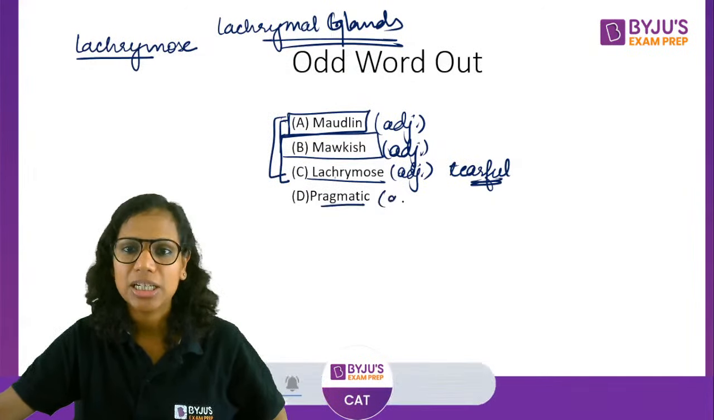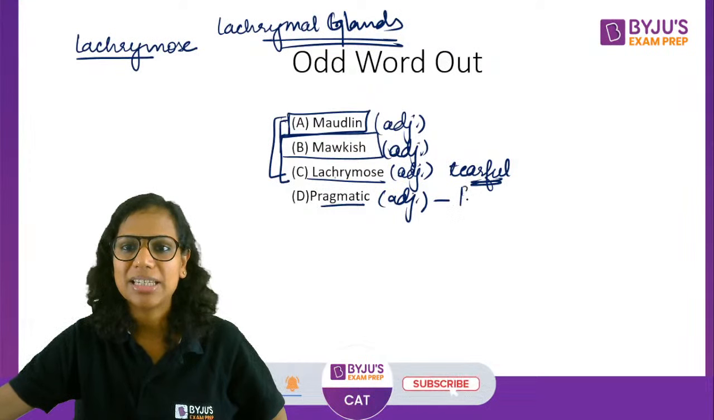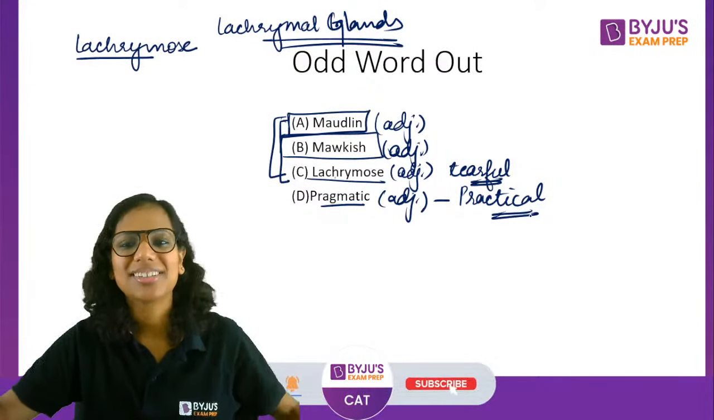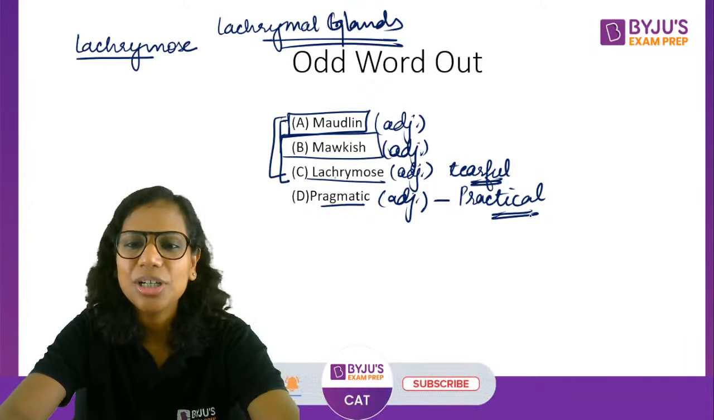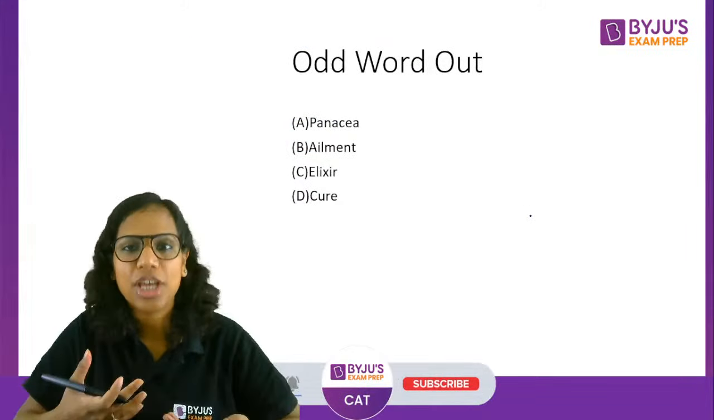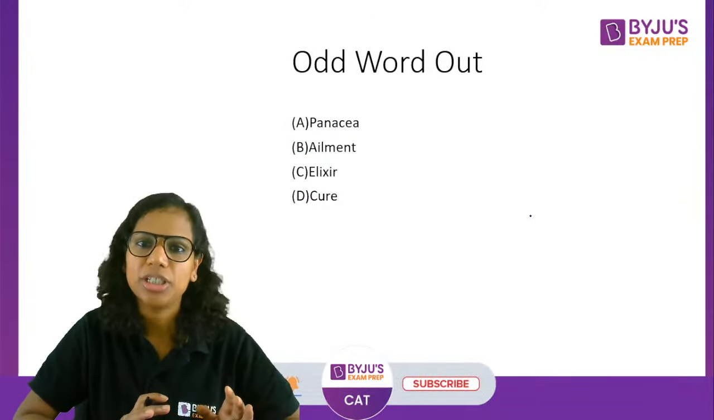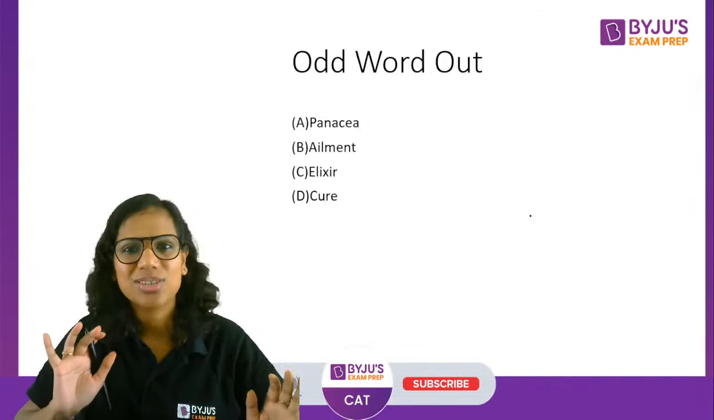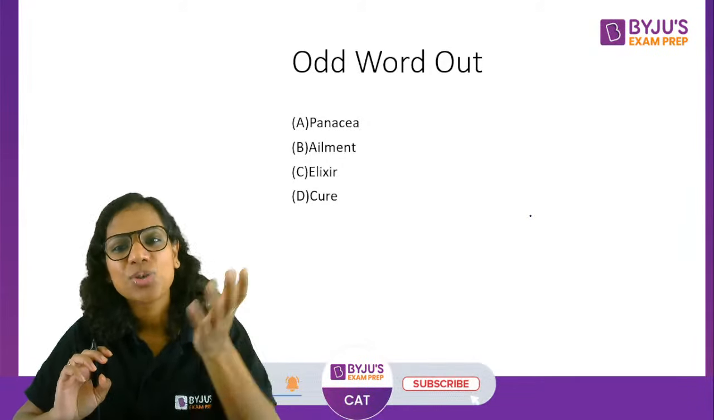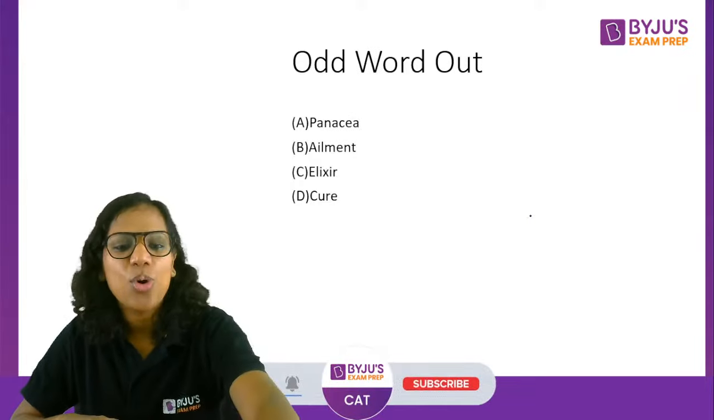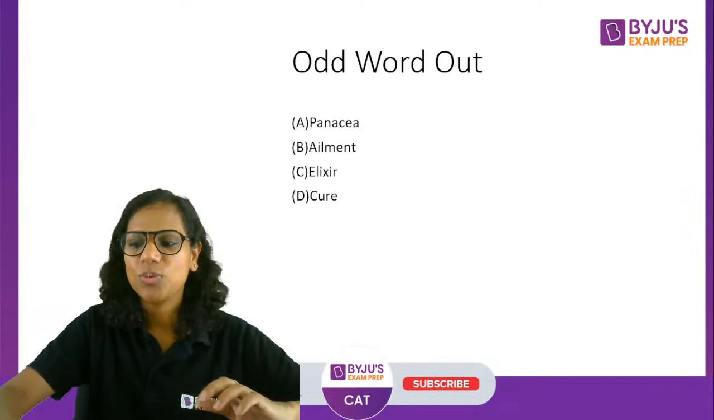Pragmatic is very practical. Pragmatic is practical. Hence, D is the odd one out here. Right. So ultimately, odd word out questions, a lot of the time when they just rely on vocabulary, become synonym antonym questions also in a way, right? So let's have a look at this. Odd word out. What is the odd word out?